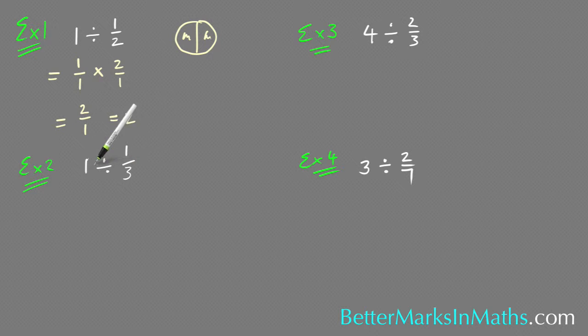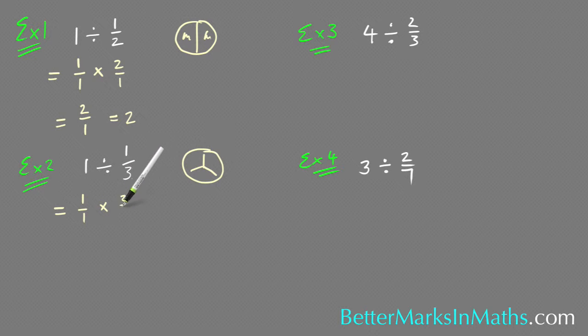Example 2, 1 divided by 1/3. How many thirds are there in one whole? Again, just by drawing a diagram. So that's roughly in thirds. And how many thirds in that one whole orange? There's 3.